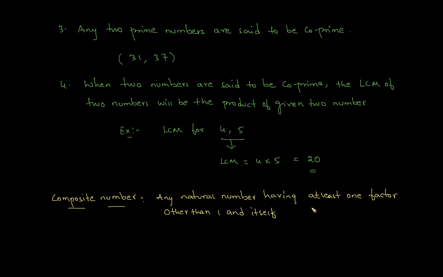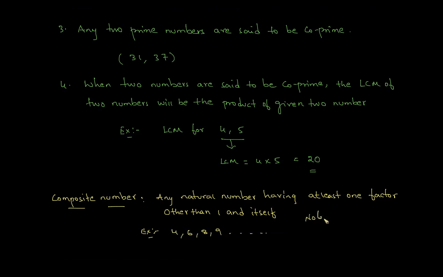What is the meaning of that? If any number has only the factors 1 and itself, then that is a prime number. If it has any extra factor other than 1 and itself, then that number can be taken as a composite number. The lowest composite number is 4, not 1.